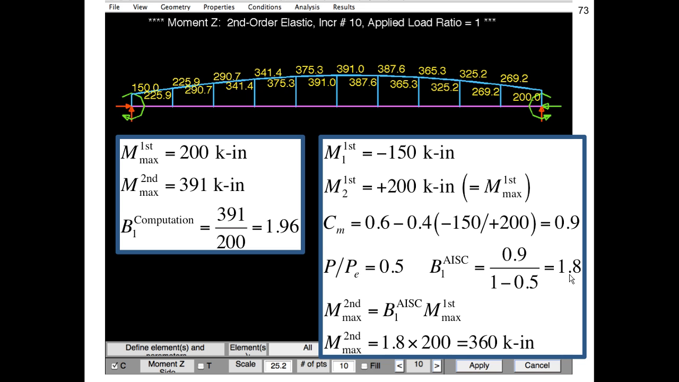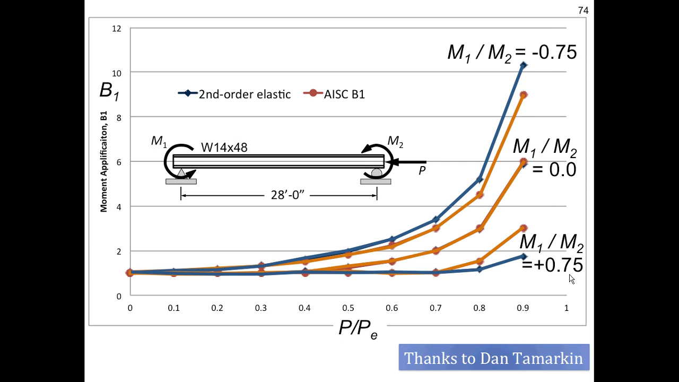And so again, this gives them an opportunity to try out the second order elastic analysis features and also do it for a reason. And this reason is to check in on the accuracy of the AISC B1 factors. All right. And so different moment ratios will give you different results.